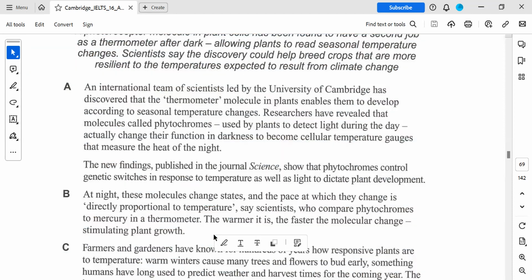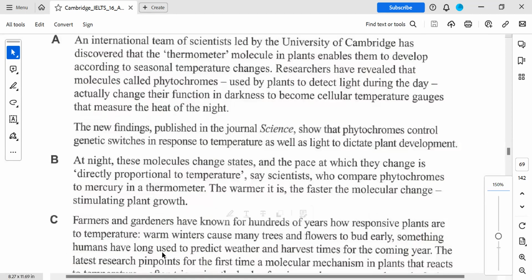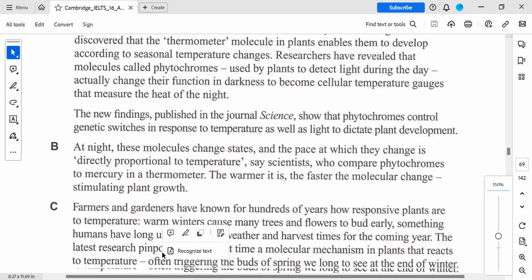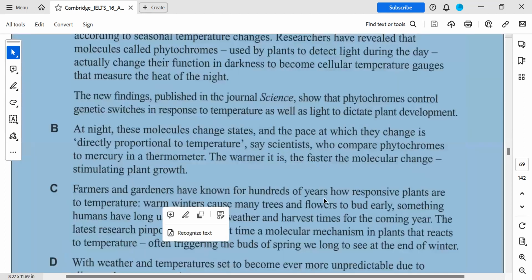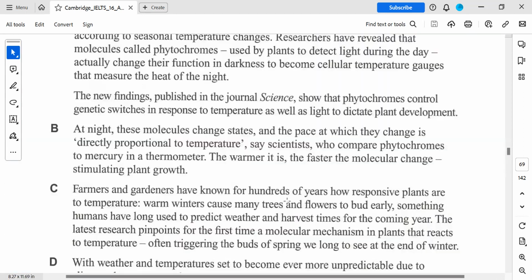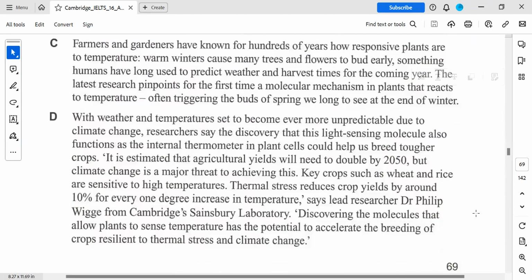Again the plants. Then farmers and gardeners, I imagine people standing and discussing. Hundreds of years, I imagine black and white. Okay, plants are responsive to temperature. I read slowly. I know there would be an explanation of the same thing, how something happens in winter and summer. Okay. Then I'm reading jumping words: weather, coming year, mechanism, reacts, temperature, spring. Don't read. That's it. You understand? Oh, this is a big para.